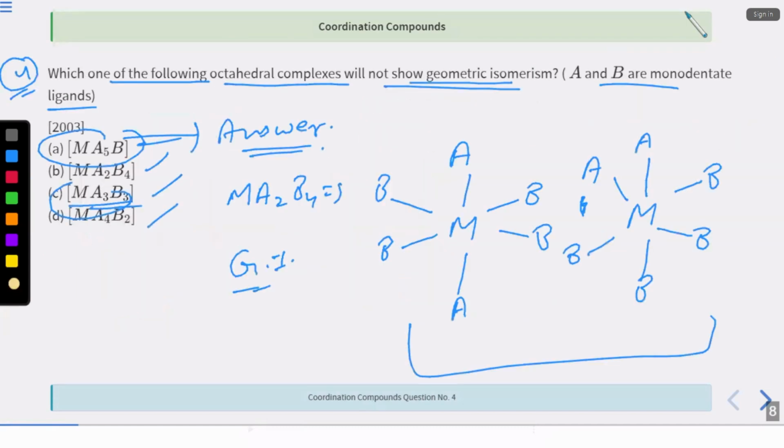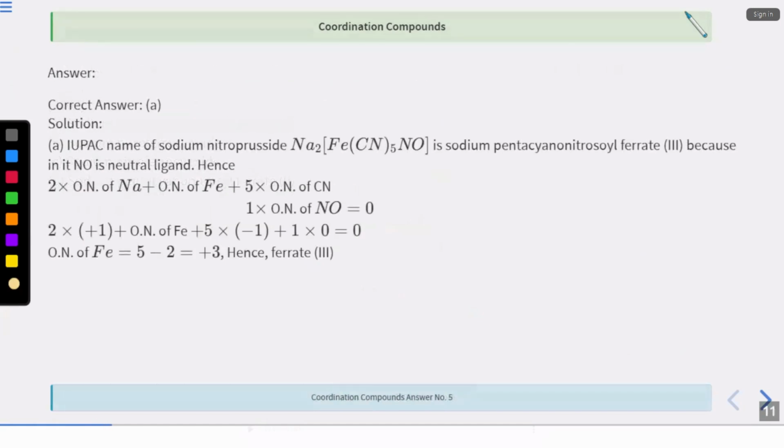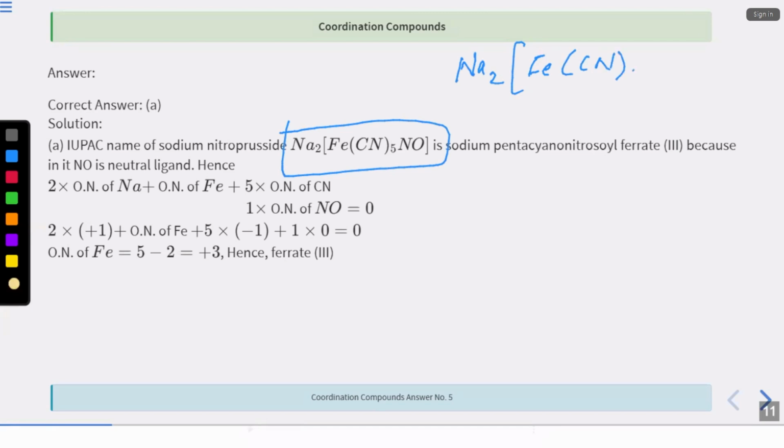So, okay, again, it was an easy one. Moving ahead with question number 5. According to IUPAC nomenclature, sodium nitroprusside is named as what? So the sodium nitroprusside formula is this: Na2FeCN5NO. This NO is called nitrosyl.